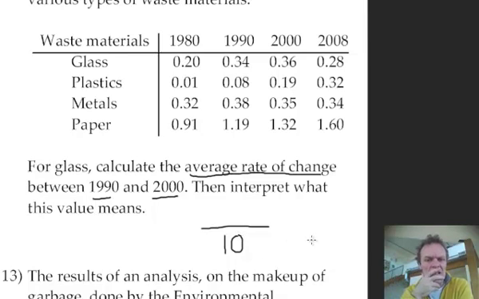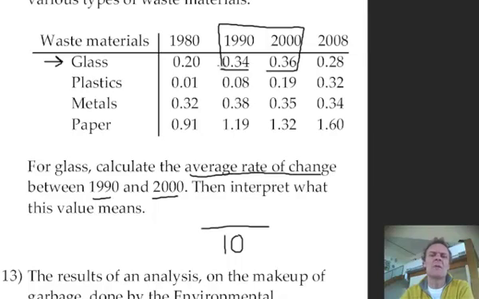Now, what is it changing? Glass. It could be plastics, metals, or paper, but it's saying glass. It changes from 1990 there to 2000 there, so these are the numbers I'm looking at. In 10 years, it doesn't go up by much, it just goes up by 0.02. Put that in your calculator.